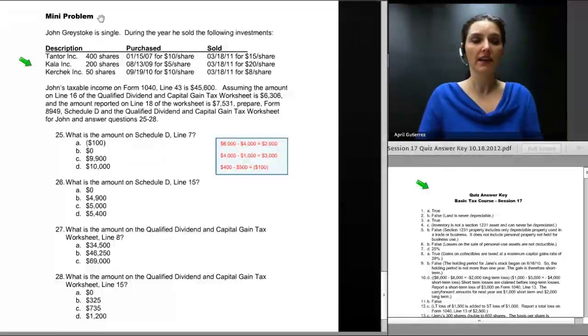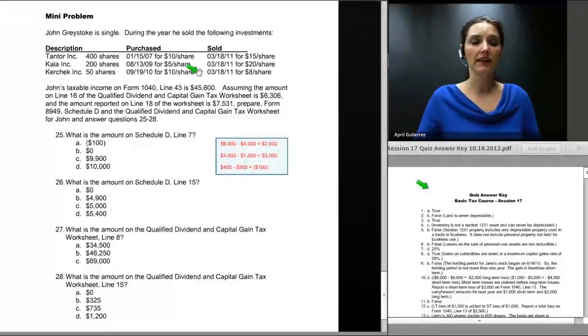Also, Cala Inc. He has 200 shares that he purchased back in 2009 for $5 a share. And on 3/18 of 2011, he sold those Cala Inc. shares for $20 a share. He also has Kerchak Inc., 50 shares purchased in 2010 for $10 a share. He sold those in '11 for $8 a share.